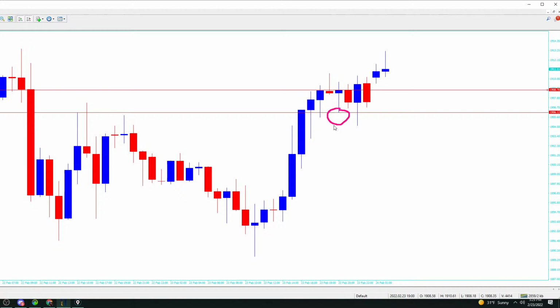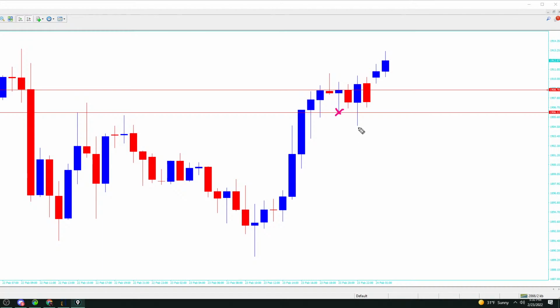1906, and I don't want it right at the bottom of that tail, right? So your stop loss would need to be below the low of that tail, but I don't want it right at the low. I want it 20 or 30 pips below there because I don't want them to come and stop me out at that area.